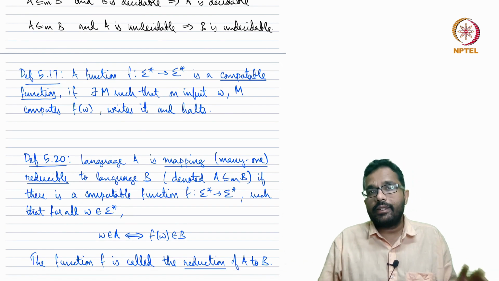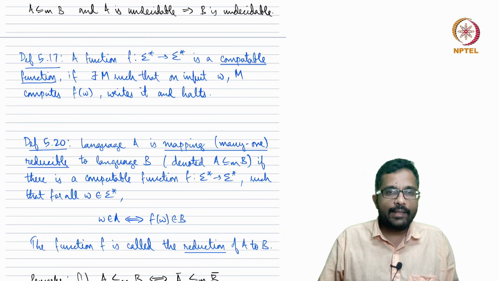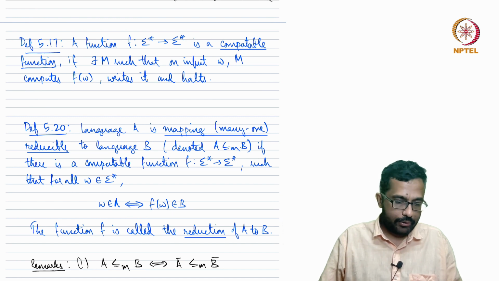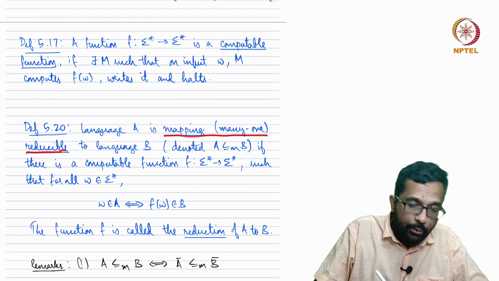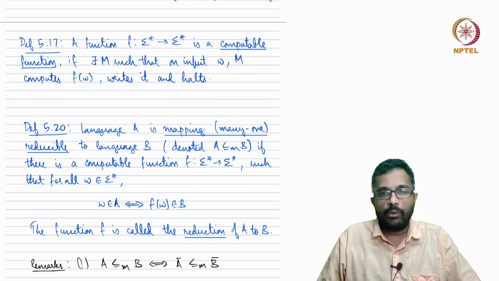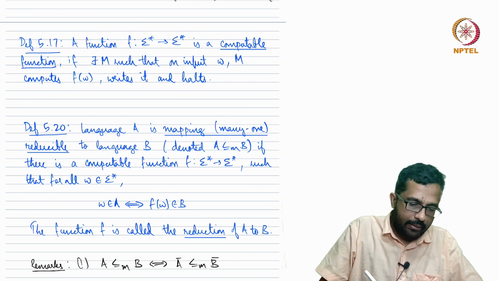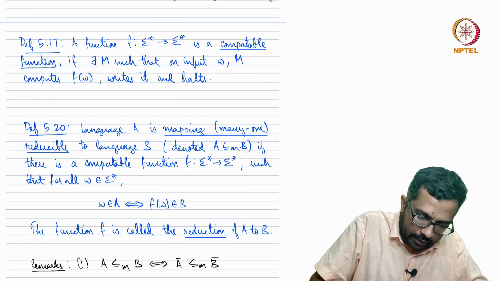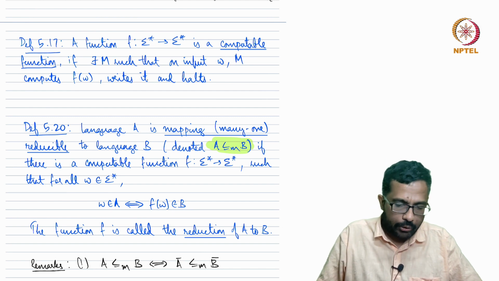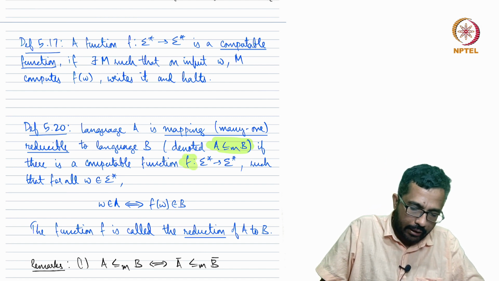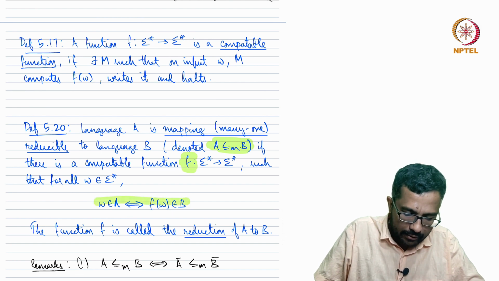Not everything is computable, just like not every language is decidable. We say that a language A is mapping reducible. So far I will be just saying reducible, but the formal word is mapping reducible or many one reducible. So we say A is mapping reducible or many one reducible to language B, denoted by the notation A less than or equal to B, if there is a computable function f, where f is a reduction, such that for all w we have this relation.